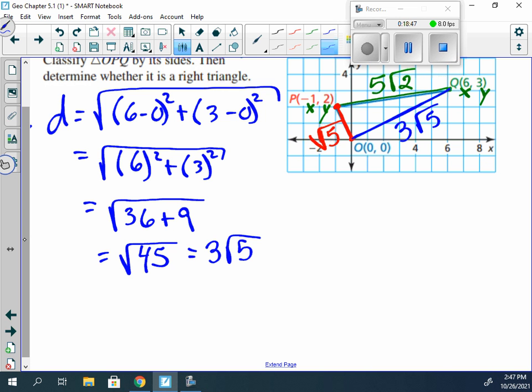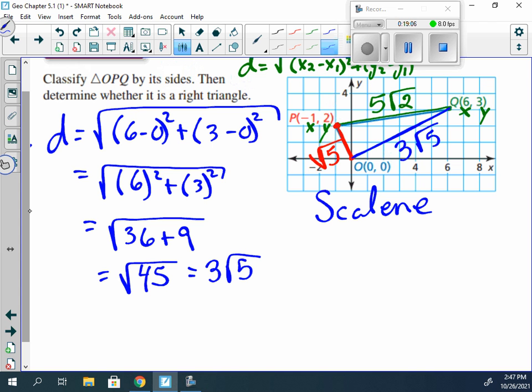So using the distance formula 3 times, we do get the 3 side lengths. What can we say about the 3 side lengths? So that means, what kind of triangle is this? It is scalene because we have 3 different side lengths. Is that all it was asking for? Then what? Then determine if it is a right triangle.